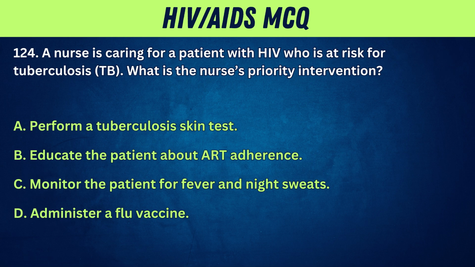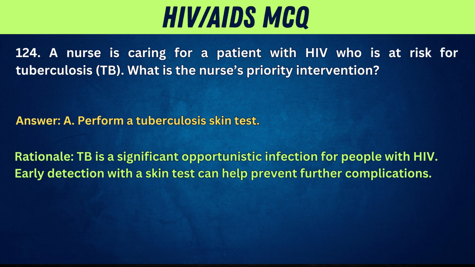124. A nurse is caring for a patient with HIV who is at risk for tuberculosis, TB. What is the nurse's priority intervention? A. Perform a tuberculosis skin test. B. Educate the patient about ART adherence. C. Monitor the patient for fever and night sweats. D. Administer a flu vaccine.